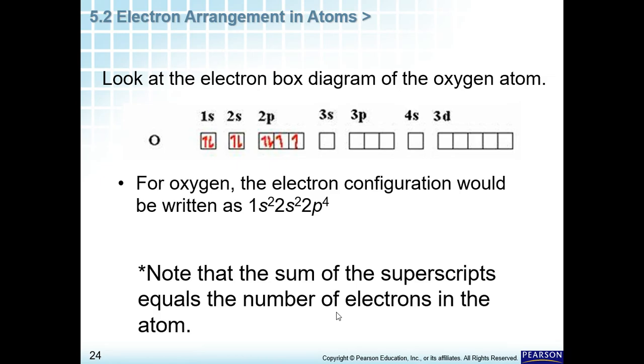So, for example, let's look back at oxygen again. Instead of writing out this whole box thing, we can shorthand it by saying 1s. There are 2 arrows, so we give it a superscript of 2. Then 2s, and there are 2 arrows, so 2 for my superscript. Then we write 2p, and since there are 4 arrows, we write 4 for our superscript. Notice that 2 plus 2 plus 4 equals 8, which is how many electrons oxygen has. So note, the sum of the superscripts is going to equal the number of electrons for that atom. And I think that's pretty cool.